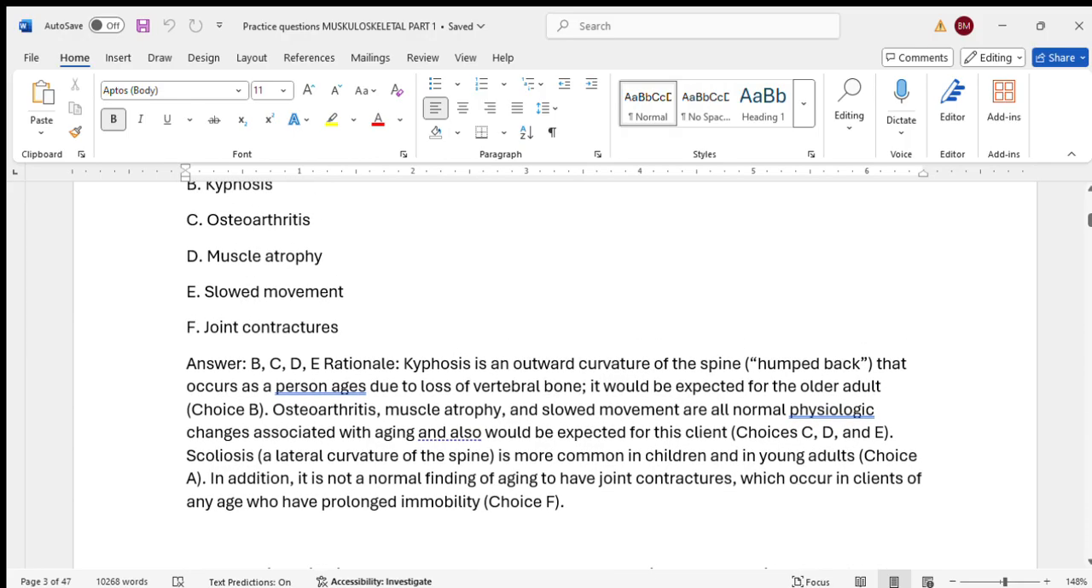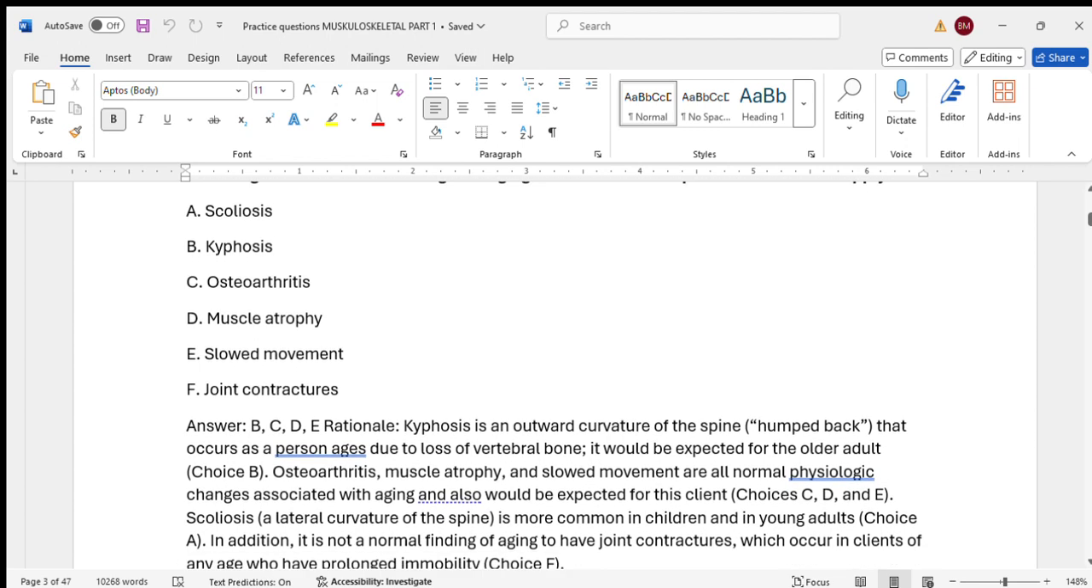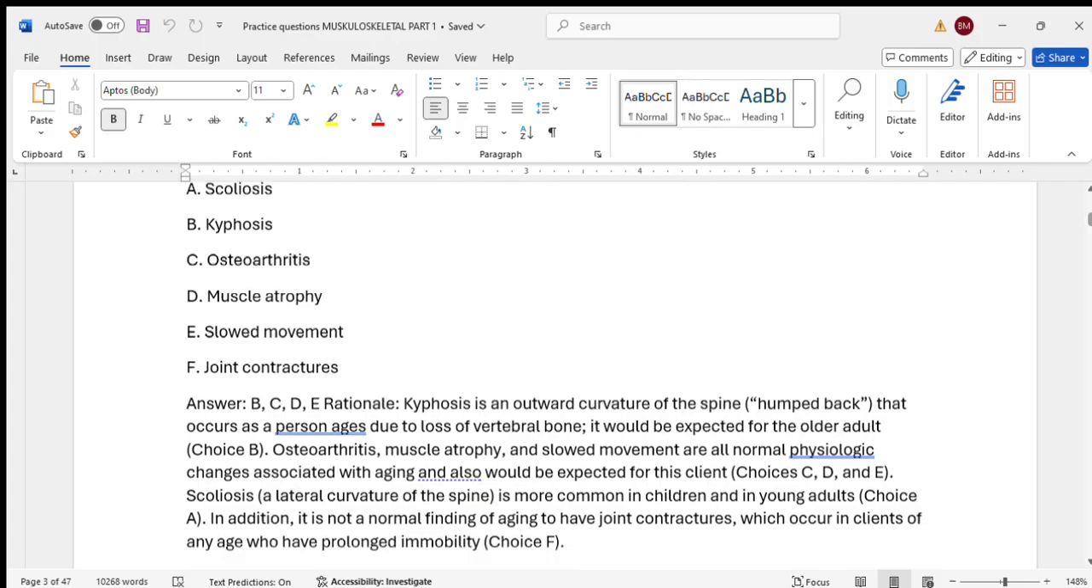So here they are saying that joint contractures is not a normal finding of aging. Okay, so we're going to correct that, and we are going to mention kyphosis, osteoarthritis, muscle atrophy, and slow movement. If you have any questions, if you have any doubts, always refer to your textbook, okay? It's very important. Always refer to your textbook.